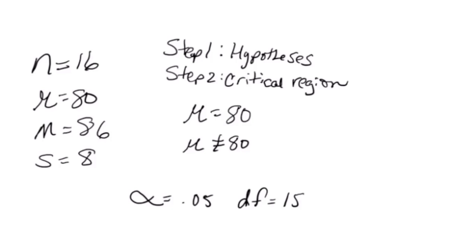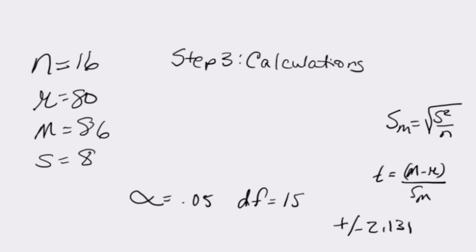If you look at your t-table at alpha 0.05 in a two-tailed test with degrees of freedom of 15, our critical boundary is going to be plus or minus 2.131. So now we're ready for the next step. I have our calculation formulas on the right for both the standard error and for the t-formula, but we need to figure out the standard error first.